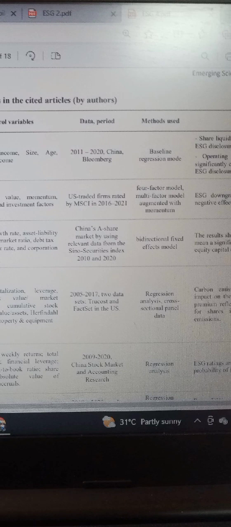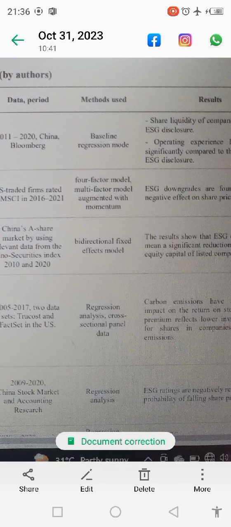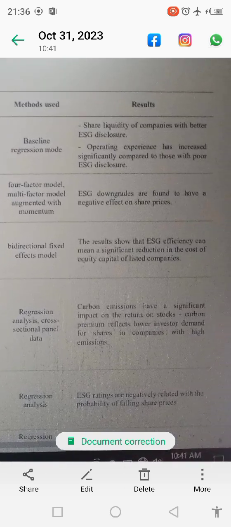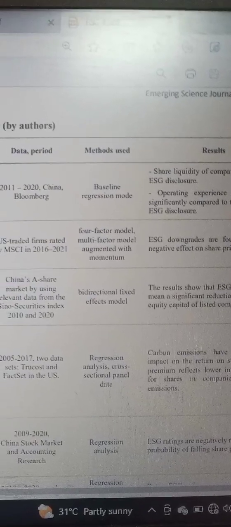You see, the data period, the period at which the data was collected, from 2011 to 2020, from where it was collected on China from Bloomberg. And then what is the method used? Baseline regression model. You see the results: stock liquidity of companies with better ESG disclosure operating experience has increased significantly compared to those with poor ESG disclosure.